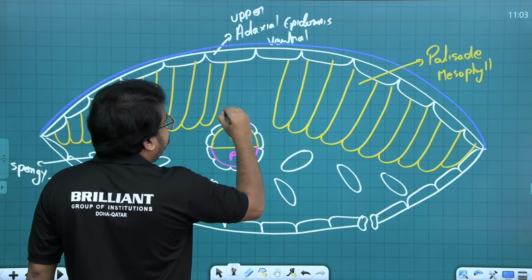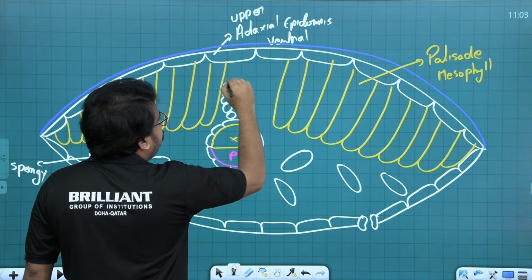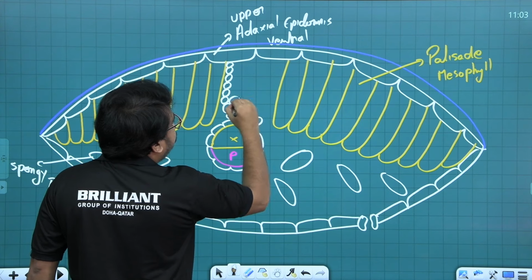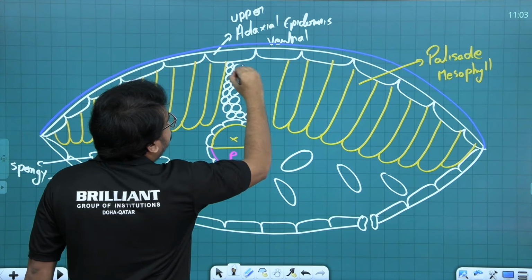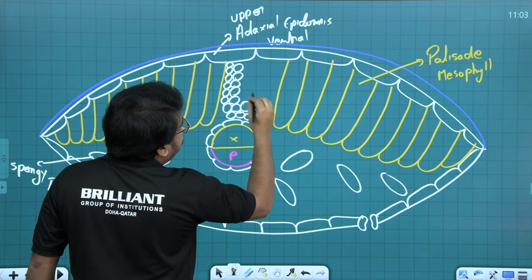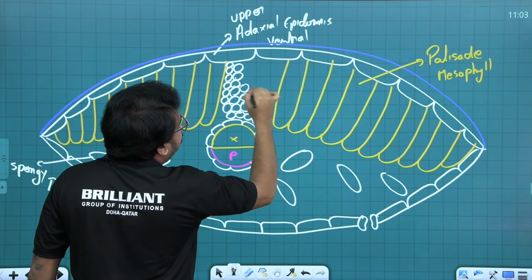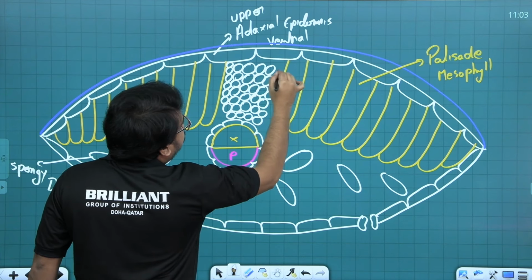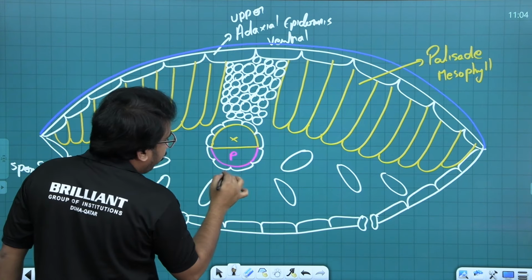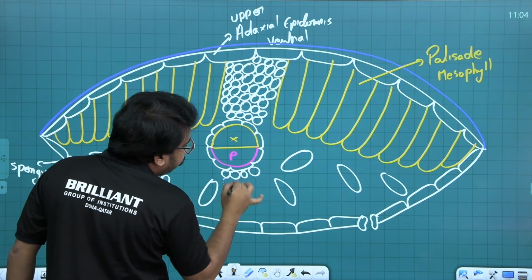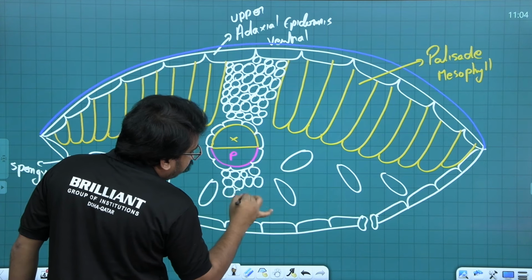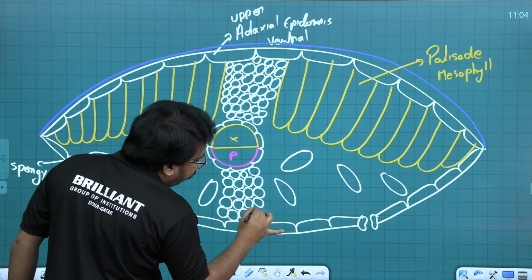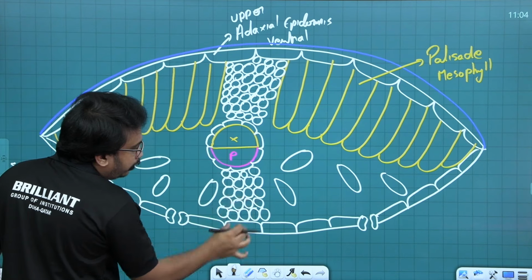Then there is bundle sheath extension also that is coming from this vascular bundle. So from the vascular bundle you can see there are a lot of bundle sheath extensions that are coming. These bundle sheath extensions will be extending from the bundle sheath up to the upper epidermis as well as up to the lower epidermis. So like that there is a bundle sheath extension that is coming here, from the upper epidermis to the bundle sheath and from the lower epidermis to the bundle sheath.